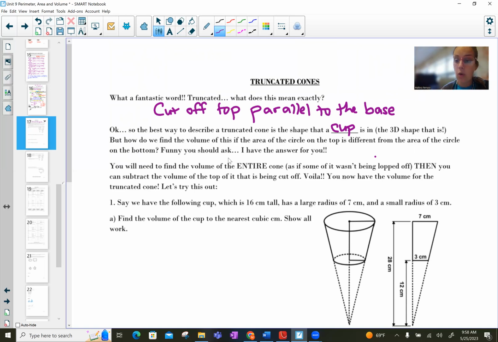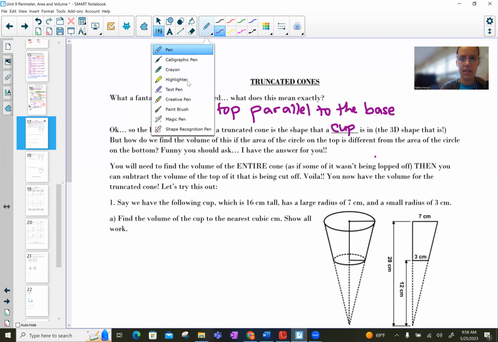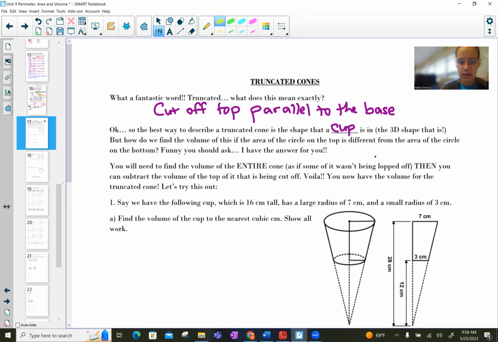So we are going to talk about that because I have the answer for you. What you will need to do is find the volume of the entire cone as if it wasn't being lopped off first, and then you subtract the volume of the top, the one that's being cut off. And voila, now you have the volume for the truncated cone.